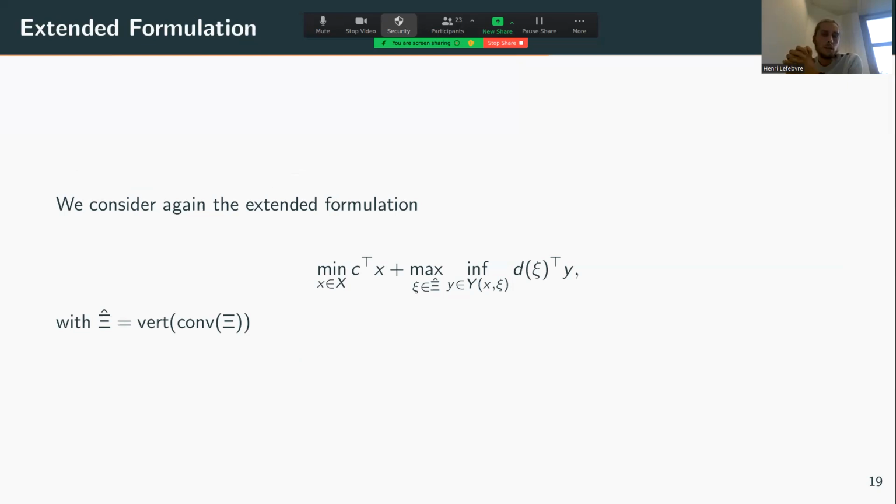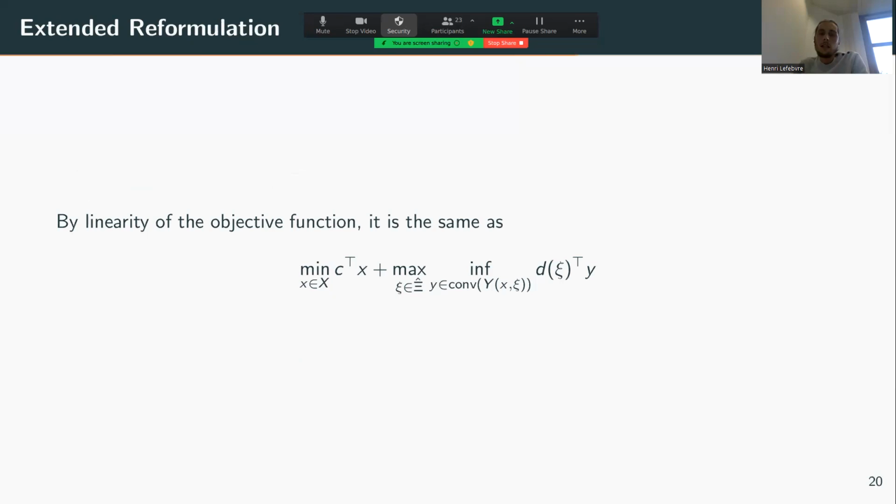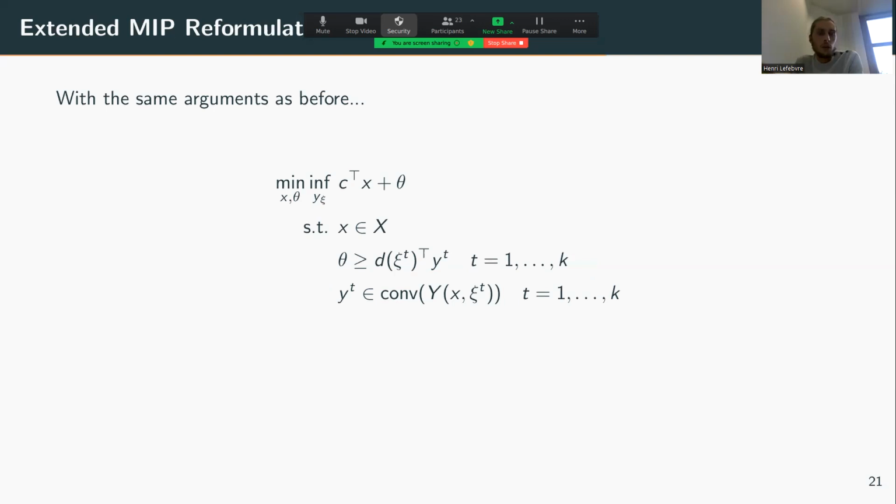The second step then is to see that the objective function of the inner minimization problem is linear. So I can replace the feasible space by its convex hull. Then with the same arguments that we used before, I can write this formulation. So I go through the epigraph formulation and then I introduce new variables and constraints for every scenario. I get this formulation. Now, this formulation is nice in the sense that now you no longer have any integer restriction on y_t.